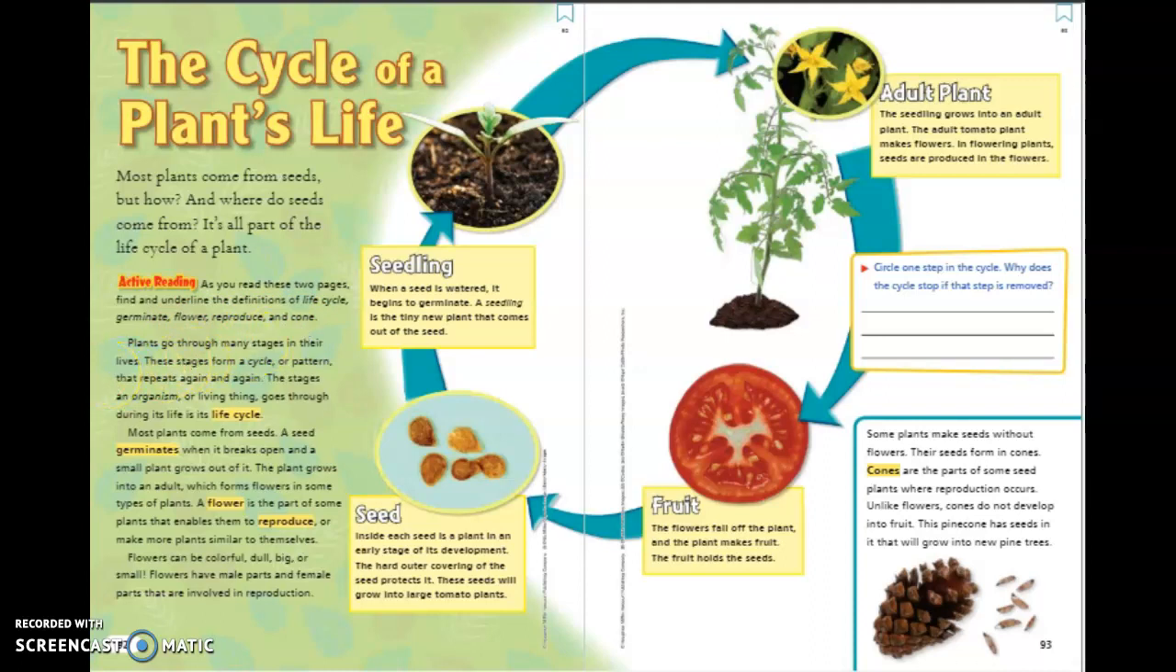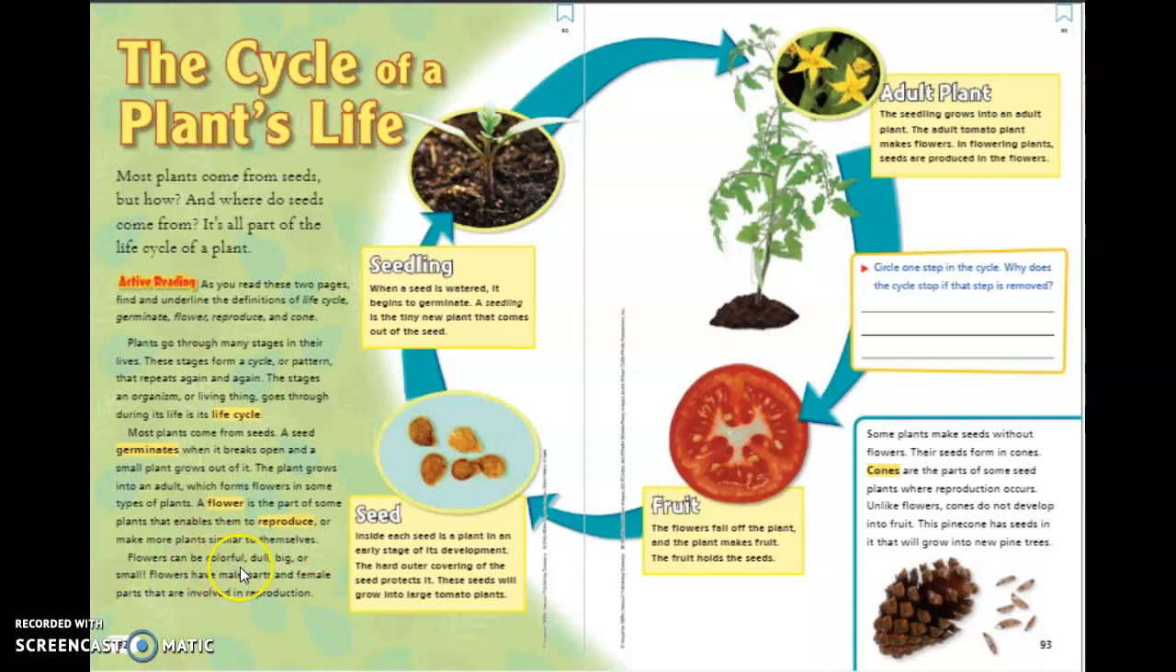Here we go. Plants go through many stages in their lives. These stages form a cycle or pattern that repeats again and again. The stages an organism, there we go. Boy, that's a hard word. Or living thing goes through during its life is its life cycle. Most plants come from seeds. A seed germinates when it breaks open, a small plant grows out of it. The plant grows into an adult, which forms flowers in some types of plants. A flower is the part of some plants that enables them to reproduce or make more plants similar to themselves.